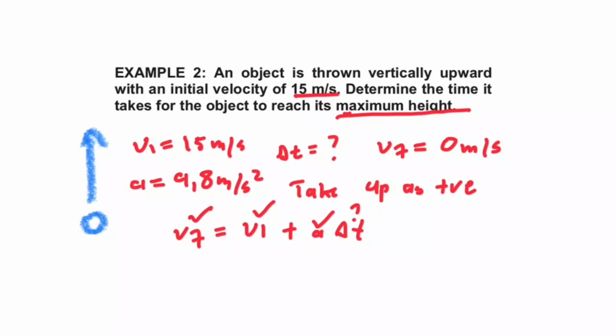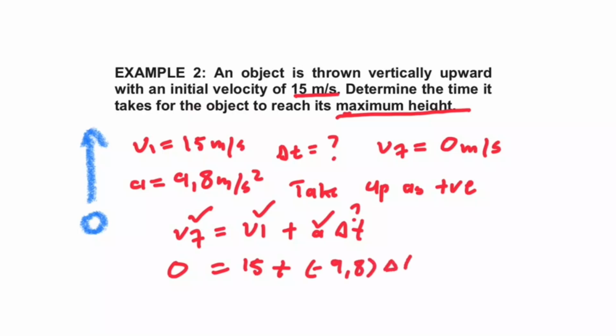If I go ahead and substitute, Vf is equal to 0, so we don't have to worry about whether it is positive or negative because it is just 0. And then Vi, on the other hand: our object is thrown upwards. We are taking up as positive, so we must substitute that 15 meters per second with a positive sign. So we're going to have 15 plus the acceleration. The acceleration is always downwards. We're taking up as positive, so the acceleration should be minus 9.8.